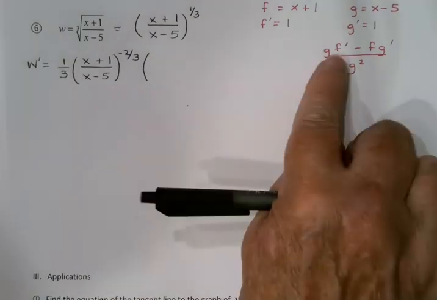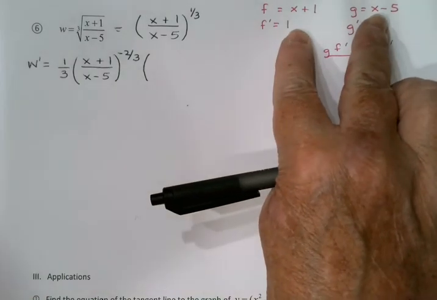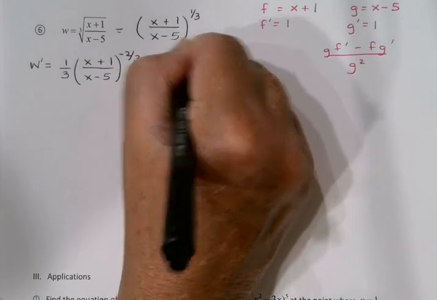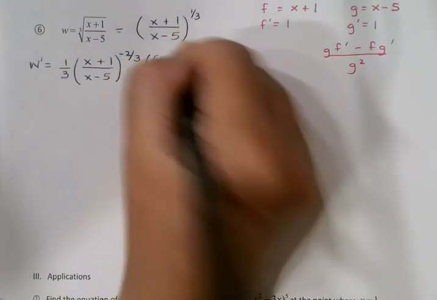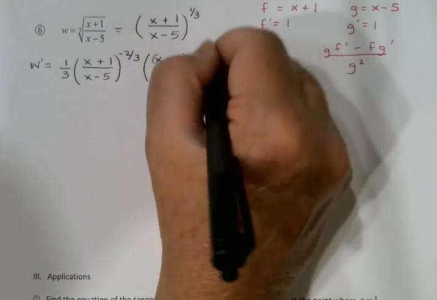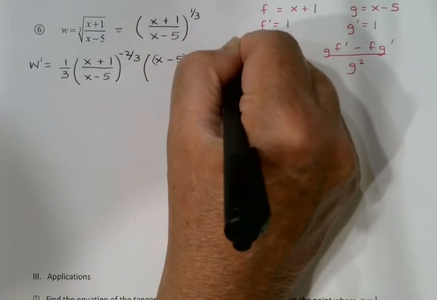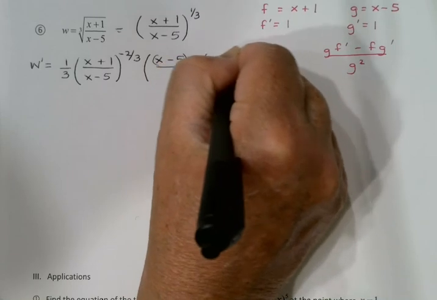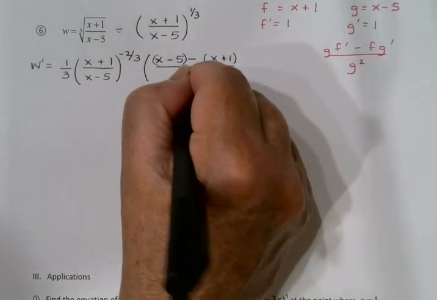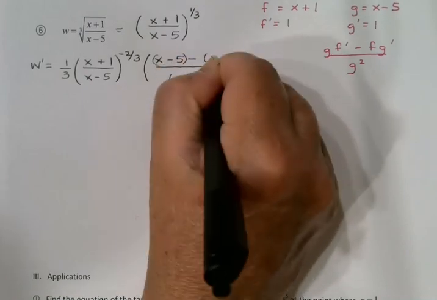So let's see, GF prime. x minus 5 times 1 is just x minus 5. Subtract FG prime. x plus 1 times 1 is just x plus 1. And the denominator, the G squared, would be the x minus 5 squared.